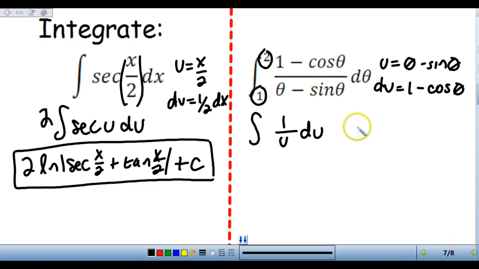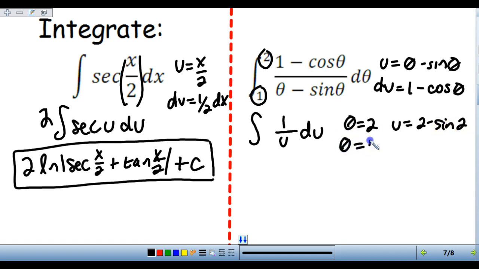Alright, so then if theta is equal to 2, if I want to convert those over to u bounds, it would be 2 minus sine of 2. Well, that's not going to be a very pretty number. We'll talk about how to deal with that here in just a minute.